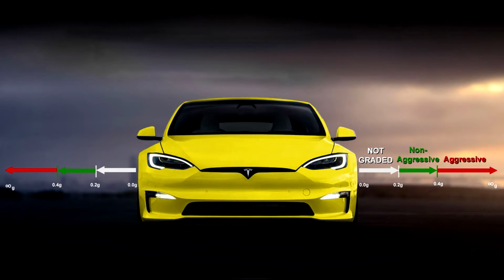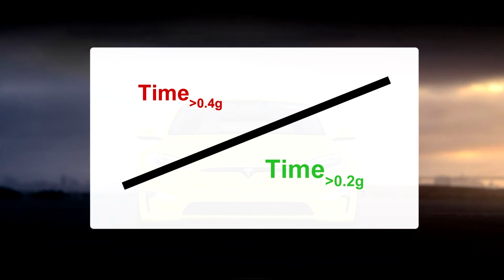The aggressive turning percentage is calculated as the percentage of time turn acceleration is greater than 0.4 g relative to the time where the turn acceleration is greater than 0.2 g. This basically means divide the time greater than 0.4 g by the time greater than 0.2 g and you'll get a percent.